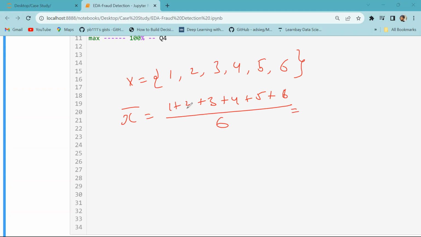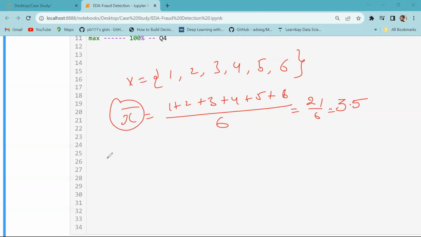1 plus 2, 3. 3 plus 3, 6. 6 plus 4, 10. 10 plus 5, 15. 15 plus 6, 21. 21 by 6, how much? 3.5. This is your x bar.